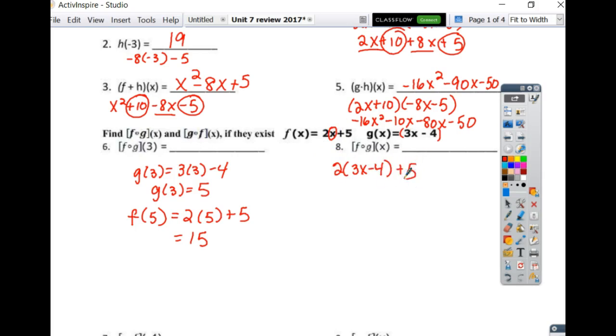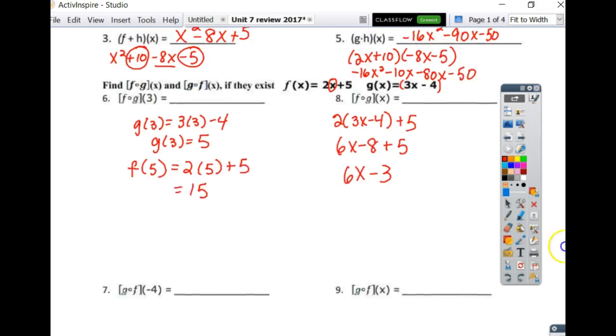So I'm going to take that whole thing and plop it down for x. I'm going to distribute. So I got 6x minus 3. Yes? Is everybody okay on these now? Okay, good. Okay, I guess you don't have 7 and 9.